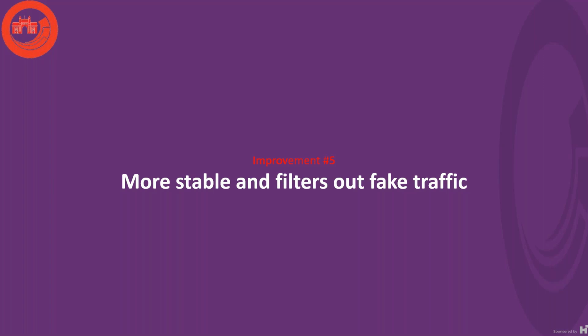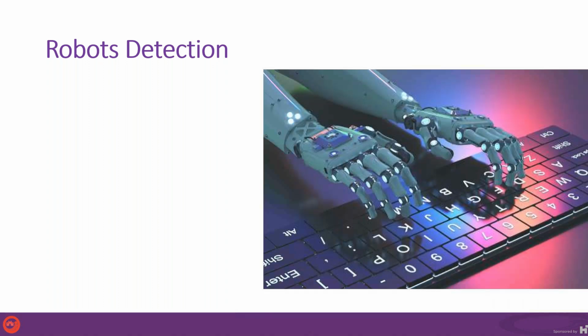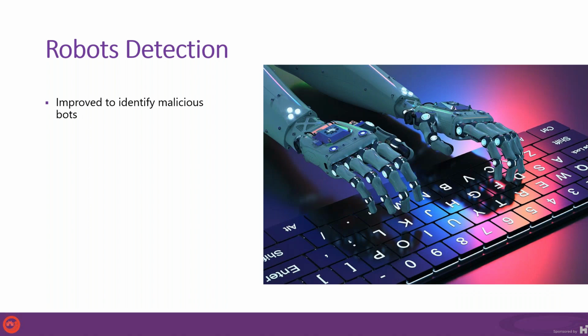The next improvement: more stable and filters out the fake traffic. So, robots detection. Sitecore 9.2 has improved the process of identifying malicious bots. So what is a bot? A bot is software which executes a task repeatedly in an automated manner. There are good and bad bots. Bad bots are the culprits which cause fake traffic and cause trouble to websites.